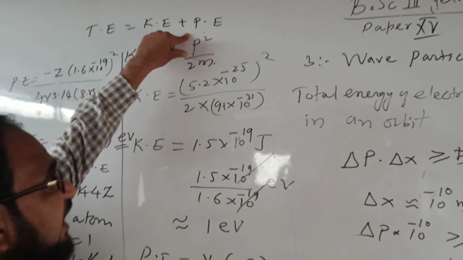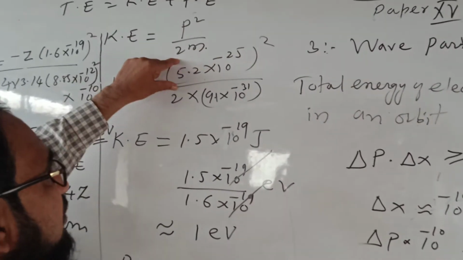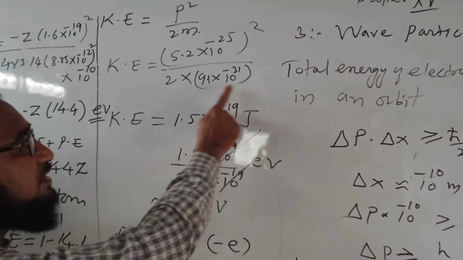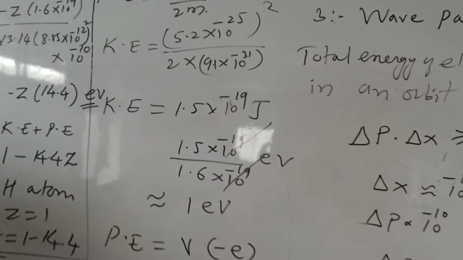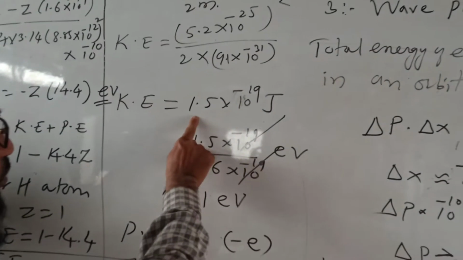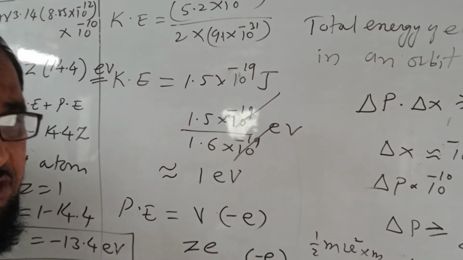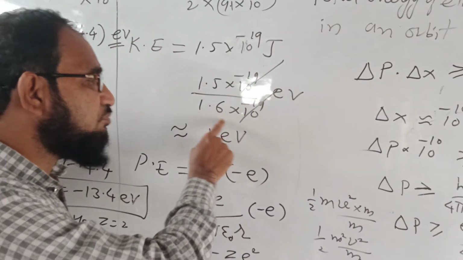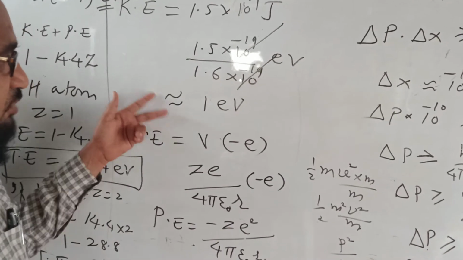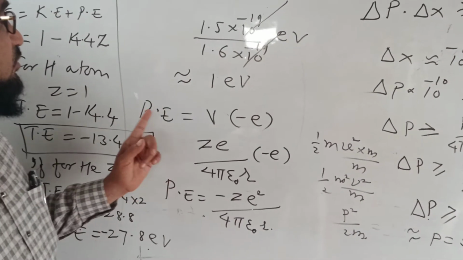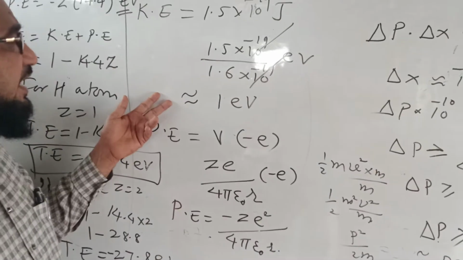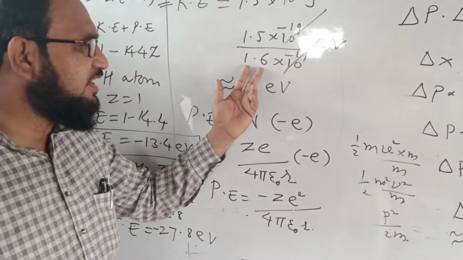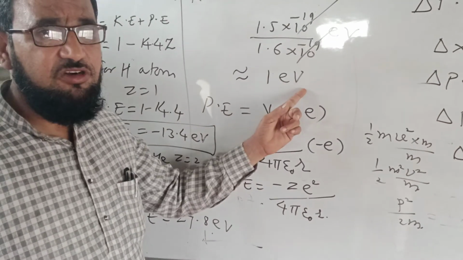So I have calculated the uncertainty in the momentum as 5.2 into 10 to power minus 25, whole square, divided by twice the mass of the electron, 9.1 into 10 to power minus 31 kg. This is calculated as 1.5 into 10 to power minus 19 joule. Now convert this joule into electron volt. Divide the answer by 1.6 into 10 to power minus 19, and it comes out to be about 0.95 or 0.96, so nearly 1 electron volt approximately.